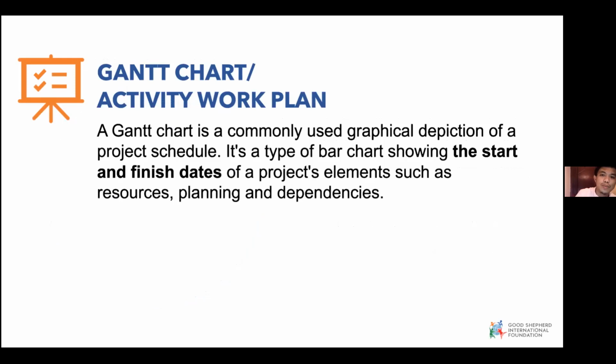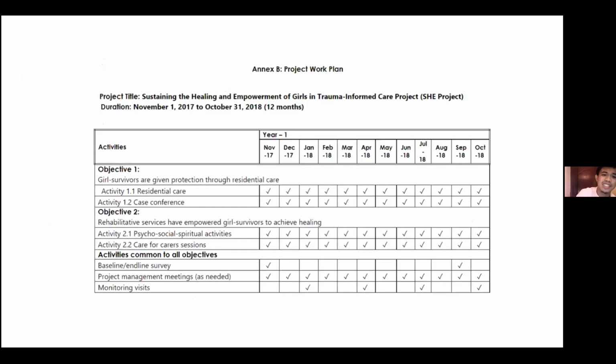Gantt chart and activity work plan, we will discuss that in depth later on next month. But of course, it is the activity work plan. Some donors would give a specific template for it. Sometimes you just have to develop it on your own. So this is an example of a work plan from a project from the Philippines again.